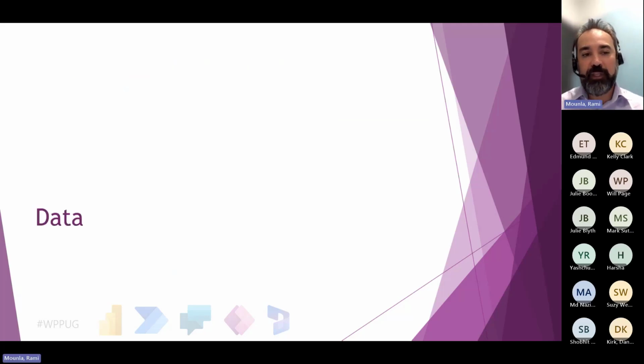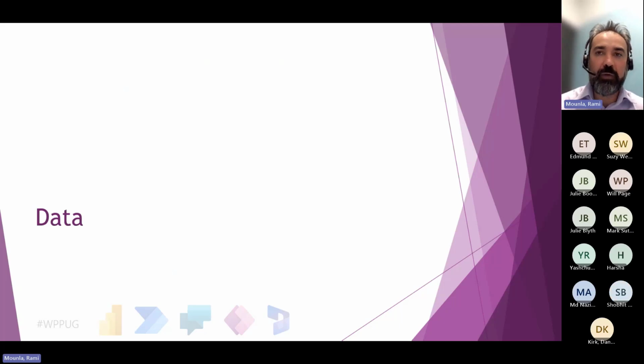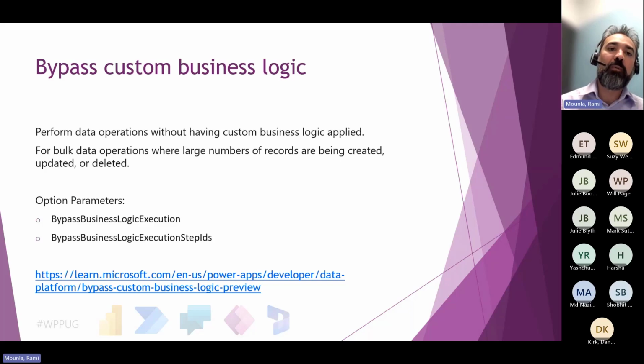Cool. Shifting gears into data right now and having a look at what has been introduced in that space. The first one that I wanted to talk about is bypassing custom business logic. This is actually an interesting one that was announced when we were at the MVP Summit. I talked to the product manager responsible for that, and I did not know that it was actually already announced under Learn. This is one of the examples where you can't find it in the release notes, but you will find it under the developer recommendation provided by Microsoft.